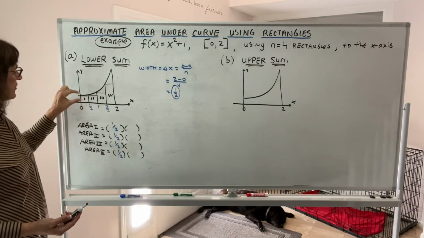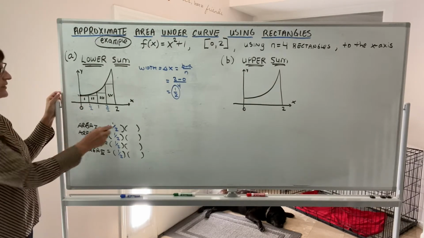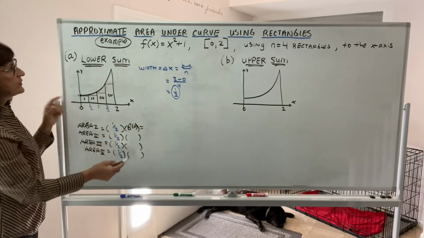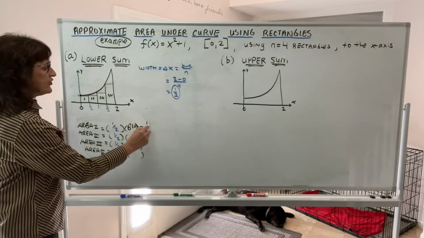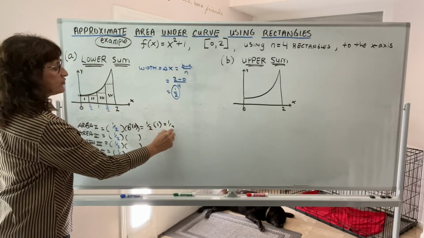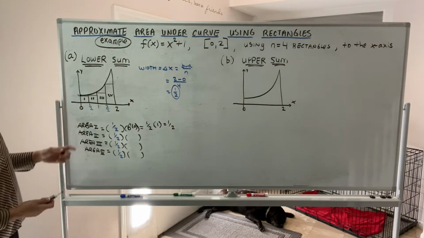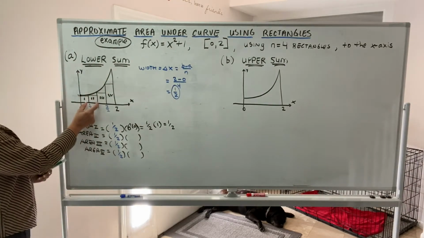So what is the height of my first rectangle? It's actually the function value at 0. It's f of 0. It's when we plug 0 into the function, 0 squared plus 1. So your first rectangle is 1/2 for the width, 1 for the height, so the area of the first rectangle is 1/2. Let's look at our next rectangle, our second rectangle. The width of our second rectangle is 1/2.